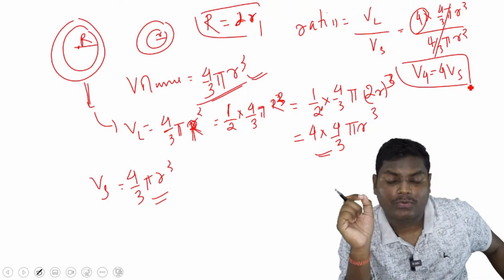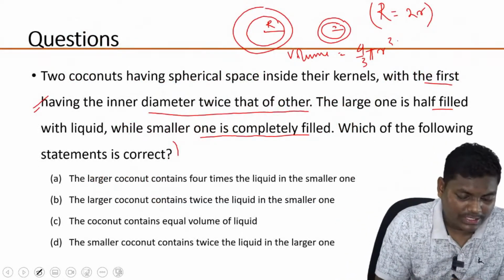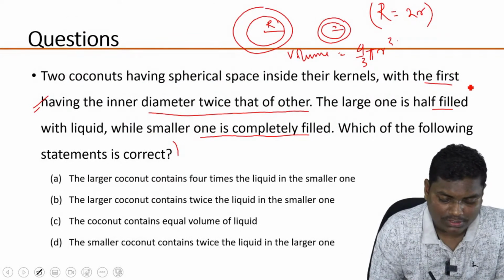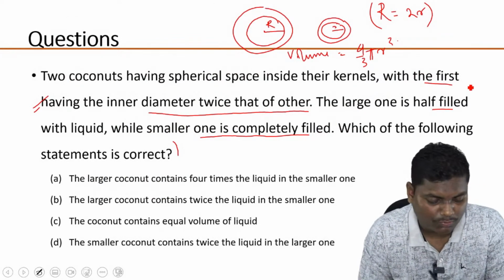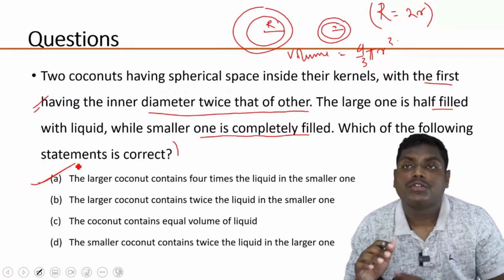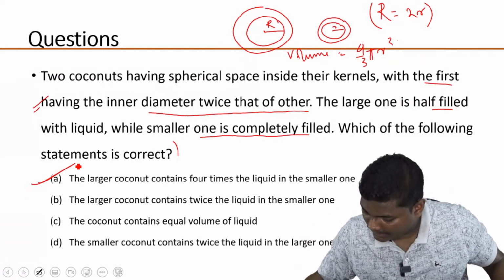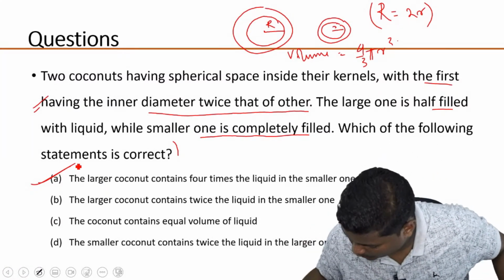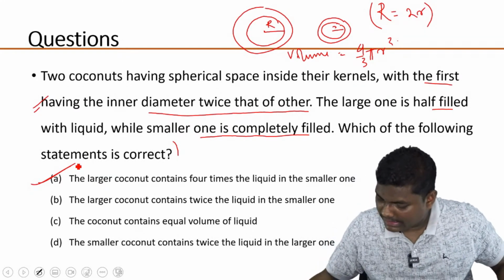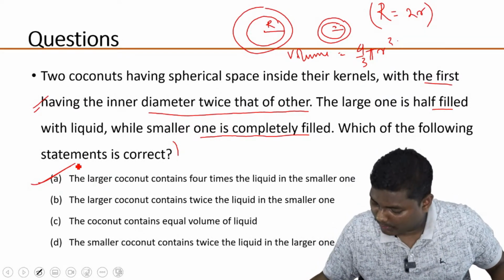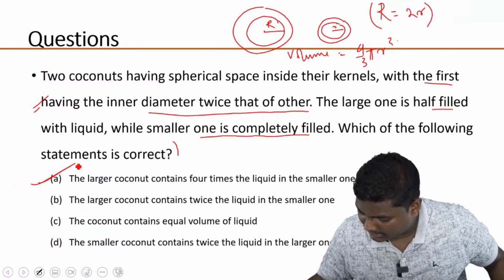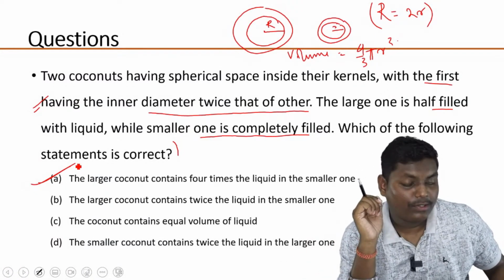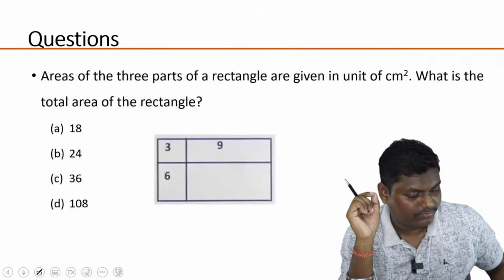Let's try and see the options. So the first option is saying the larger coconut contains 4 times the liquid in the smaller coconut. This is correct, 4 times. So this is how we solve it. Okay, great, Shubhra. Sanchari, you can check your calculation. I think you might have missed. Yes, correct, it's 4. Okay, moving to the next question.